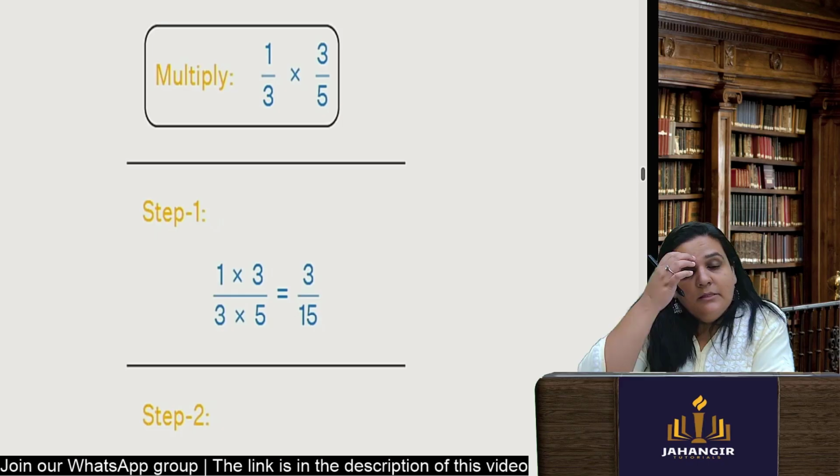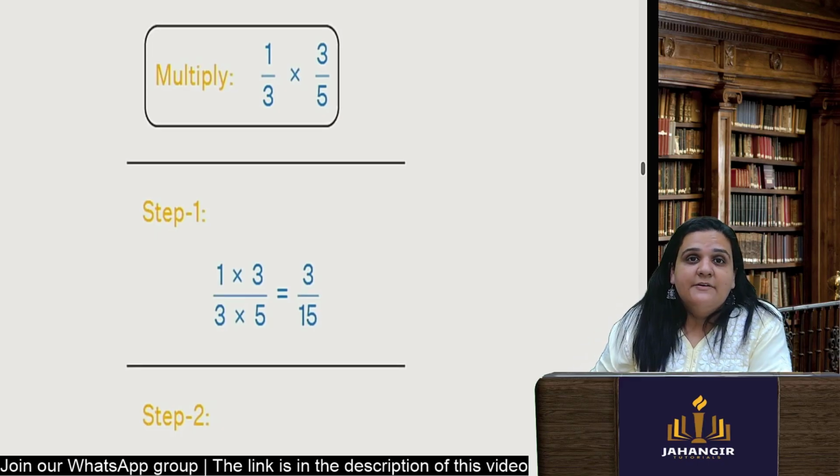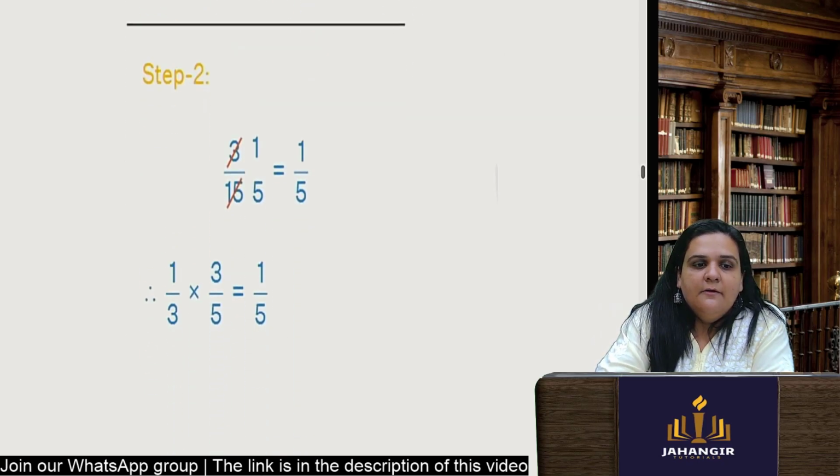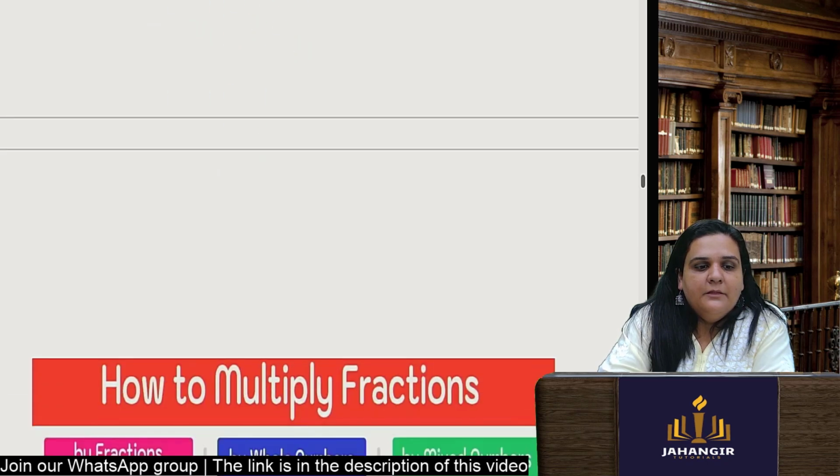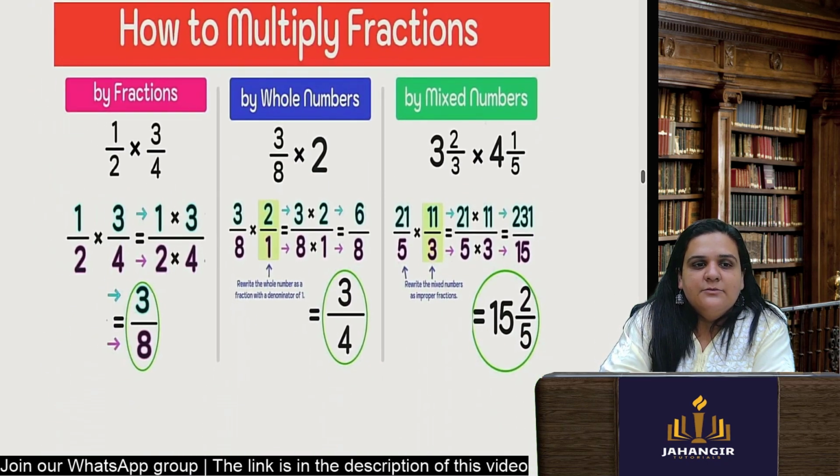Multiply 1 upon 3 into 3 upon 5. Now this is very easy. When you get something like this, in the numerator and denominator one same number is there, directly you can have 1 by 5. You want, you can of course do this 3 upon 15. 3 1s are 3, 3 5s are 15. Same thing. Okay. So these are some short tricks which we use.